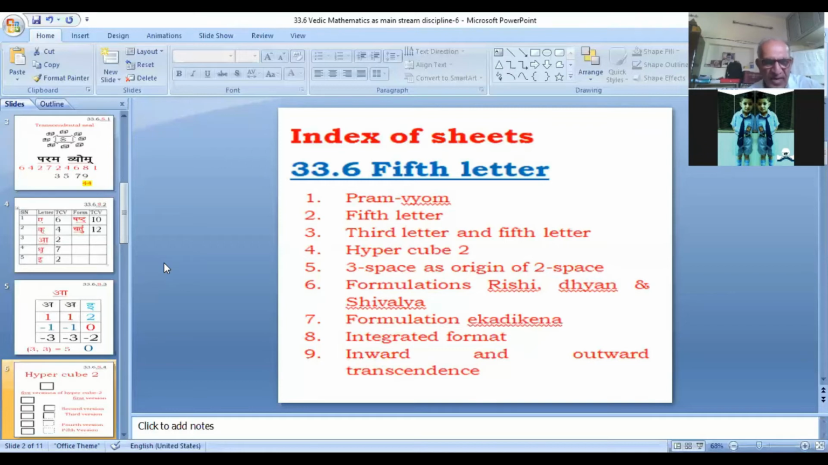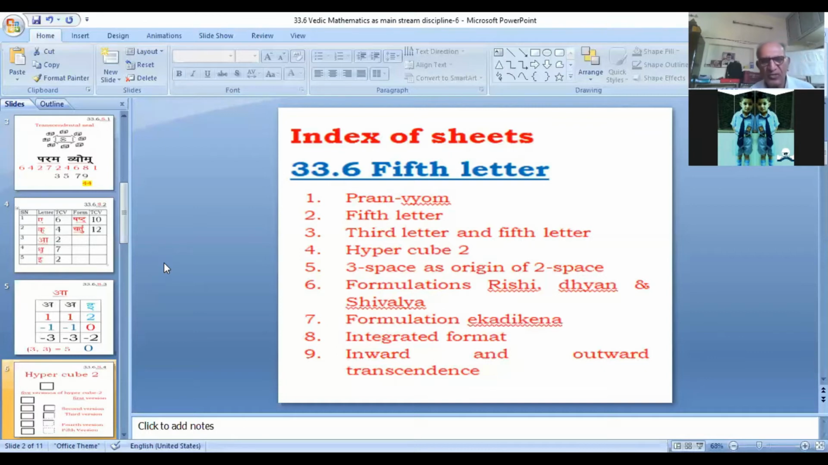The final step in this session is going to be a focus upon inward and outward transcendence. It is a phenomenon which simultaneously happens at the transcendental origin of four space as well as at the solid boundary of the four space, as three space plays the role of the dimension of five space.